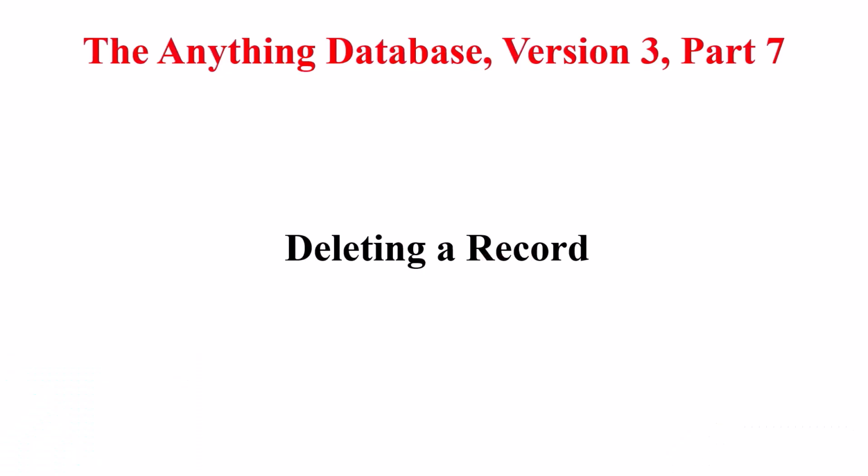Let's take a look. Now that editing a record is complete, it's time to take a look at deleting a record. There are times you may want to remove a record from your database. In this case, we're going to be positioning to a particular record in the field and simply delete it, make it not part of our database anymore. How do we do that? Well, we're going to find that in this, the Anything Database version 3, part 7, deleting a record.